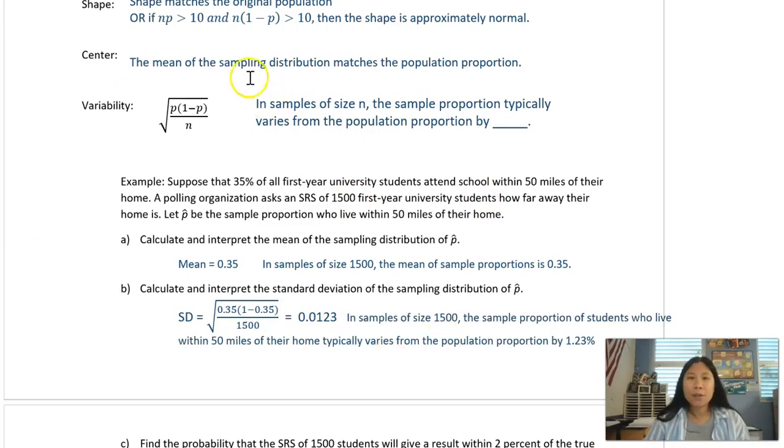Interpreting that, following along our definition here, in samples of size 1,500 instead of size n, the sample proportion of the students who live within 50 miles of their home, because that's what this problem was about, typically varies from the population proportion by 1.23%, because the decimal that we got, if we turned it into a percentage, would be 1.23%. So even though the true population proportion of students who live within 50 miles of their home is 35%, if we were to look at the spread of our sampling distribution, it would vary by about 1.23%.